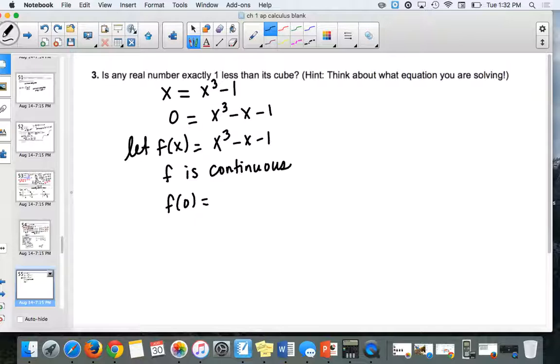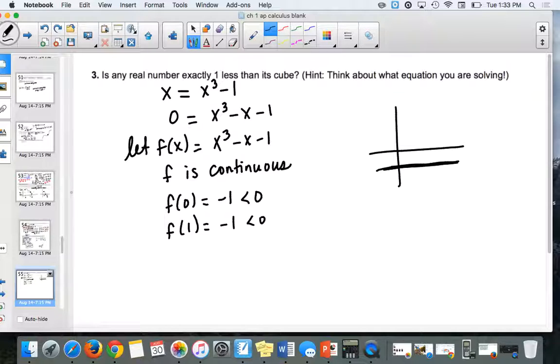So what if we try f of 0? We get negative 1, right? That's less than 0. What if I try f of 1 though? What's f of 1? It's also negative 1. That's less than 0. That's not helping me. I don't have one that's above and one that's below. Is this graph just a straight line at negative 1? No, we know it's not a straight line at negative 1. We know every single value doesn't give negative 1, right?